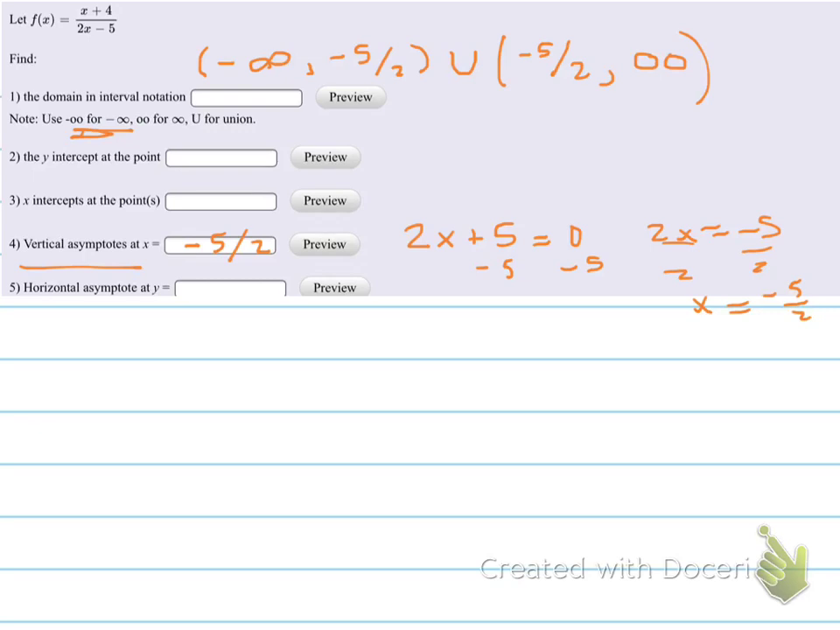The y-intercept is what we get when x equals 0. So if we crossed out both of the x's in x plus 4 over 2x minus 5, if both of these x's were 0, what we would be left with is 4 divided by negative 5, which is the same as negative 4/5. So we're going to write this as a point, 0, comma, negative 4/5.